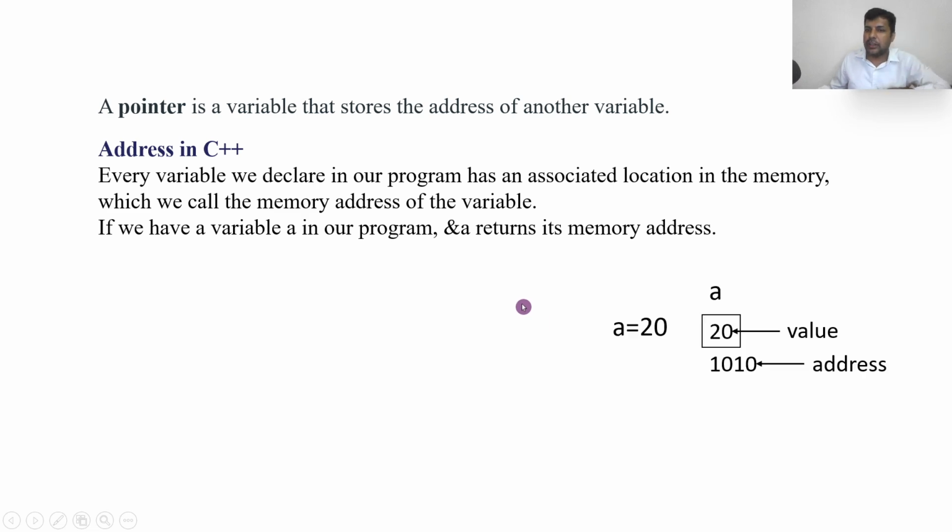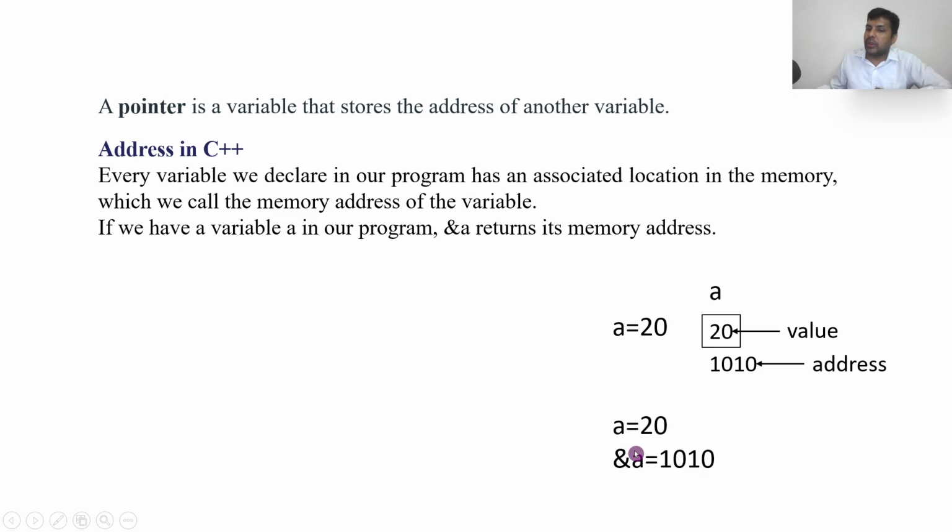So let me explain graphically. For example, if I say A is equal to 20, then 20 is stored in A. Now where is A? It has an address, say 1010. Let us assume, it's not a correct address, that 1010 is the address of A. The value is 20. So if I print A, it will print 20. If I type &A, it will print 1010. That means &A is the address and A is the value. Now I hope you have understood the difference between address and value.